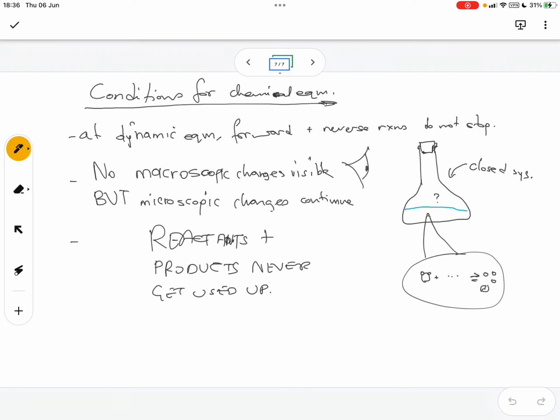there are conditions for chemical equilibrium that we spoke about, and that is that at dynamic equilibrium, the forward and the reverse reactions do not stop.